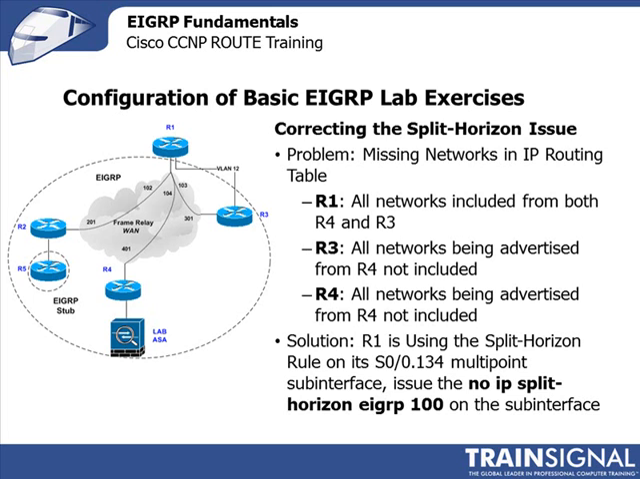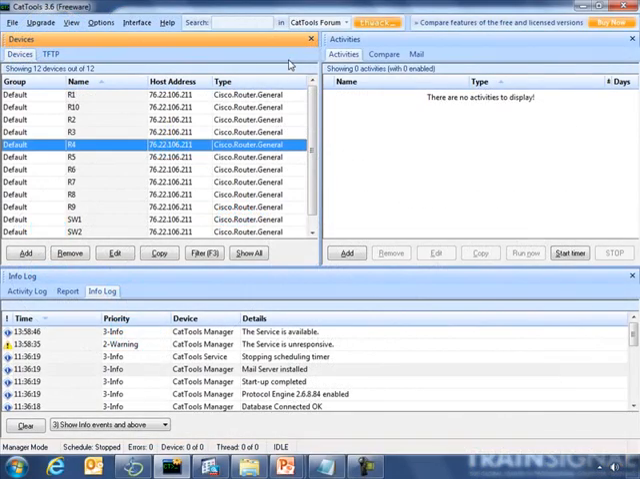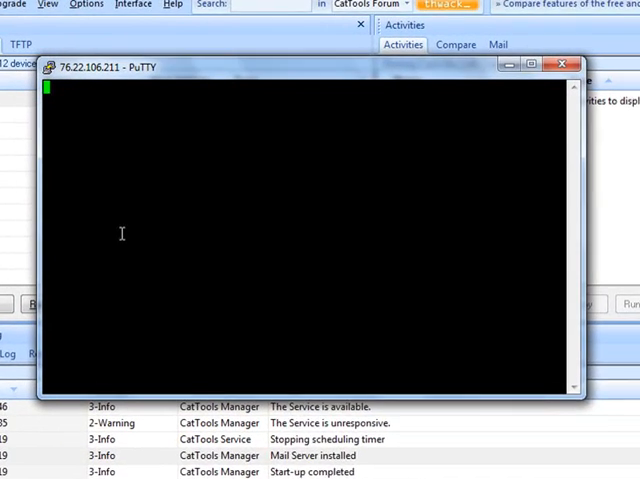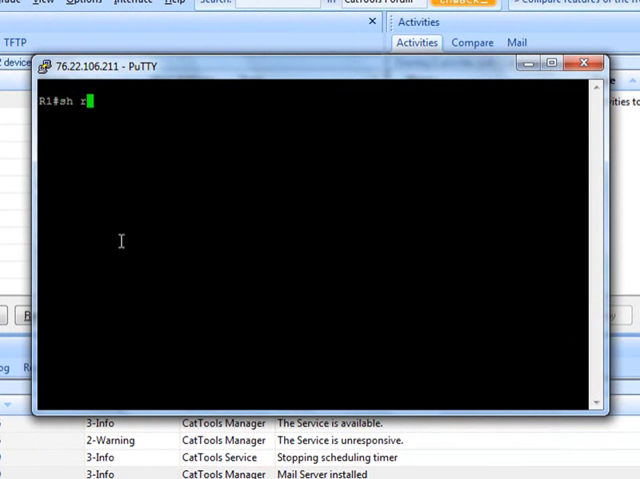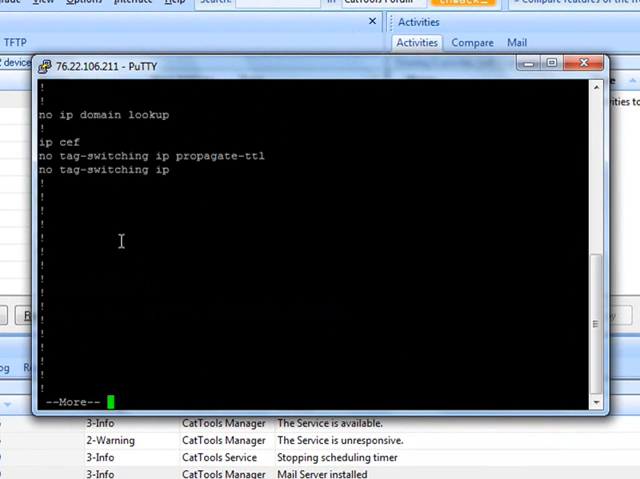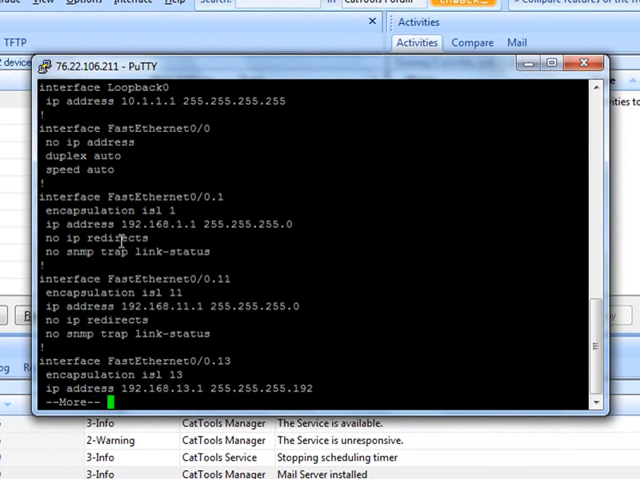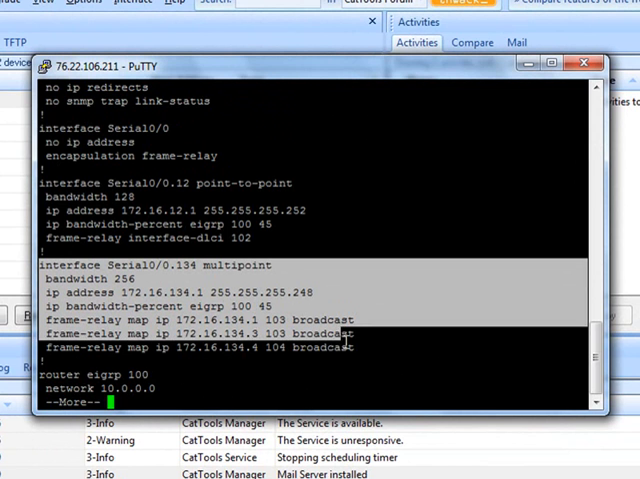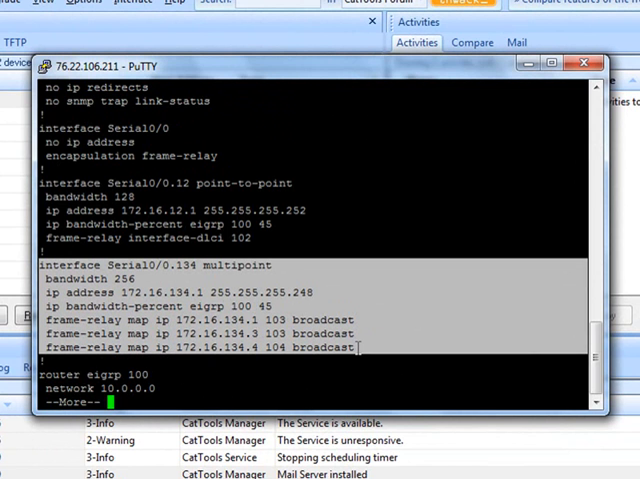Now keep in mind there is a no IP split horizon, but it needs to be EIGRP split horizon and put on the multi-point interface. Router 1, which is where the problem would be, and we'll do show running configuration. And here's the culprit. IP split horizon is enabled by default, so it is not going to display here.